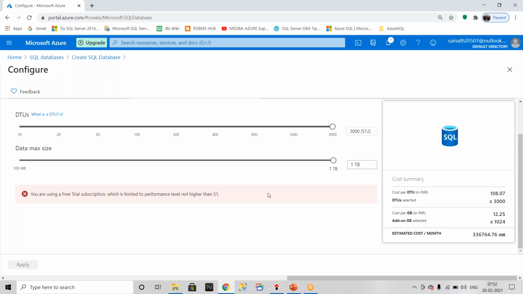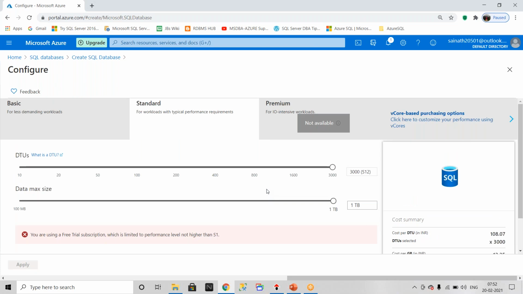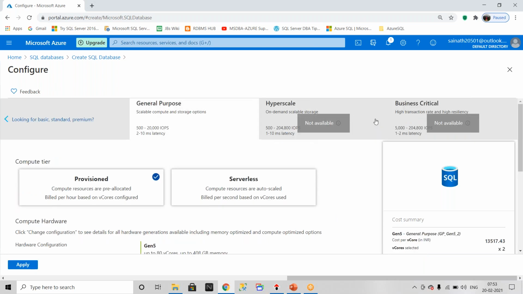Clear? Not clear? So when you go to the DTU purchasing model, Basic will support 5 DTUs and a database size up to 2 GB. When you go for Standard, 3000 DTUs and up to 1 terabyte. When you go for Premium, your DTU capacity will be 4000 and your database size can be 4 TB. I will show you Premium when we deploy the Azure Managed Instance. As per today, we are going to see the vCore purchasing model.